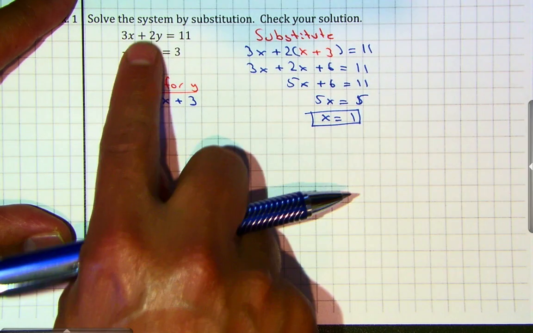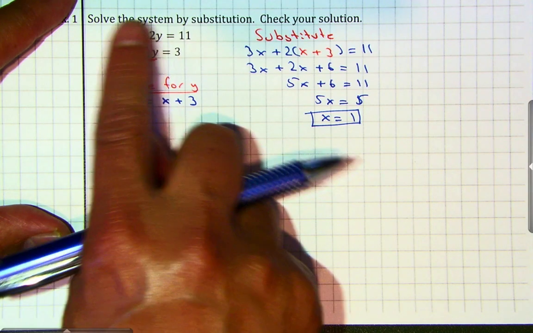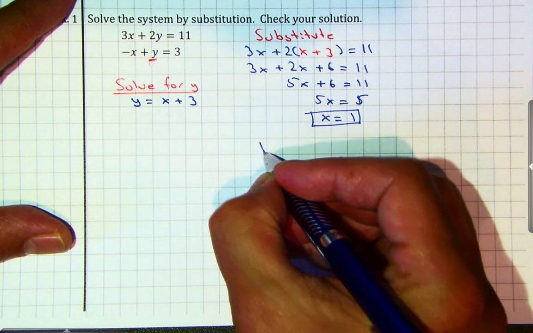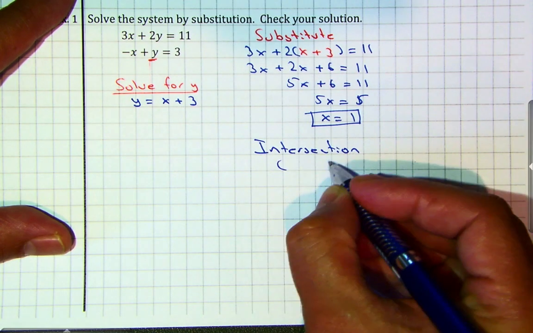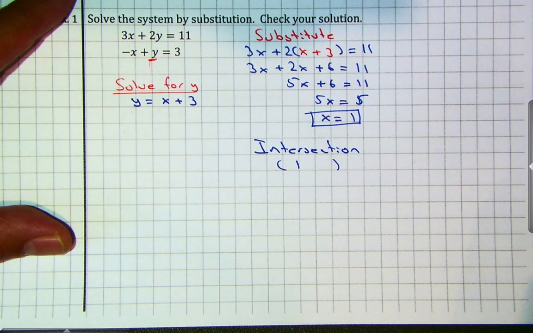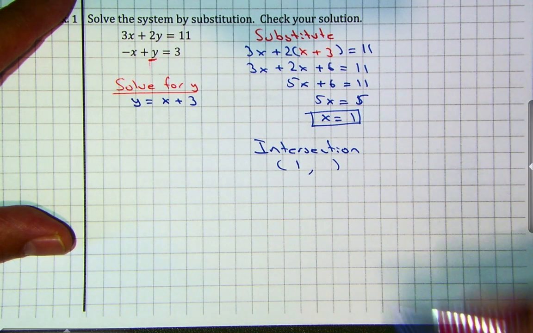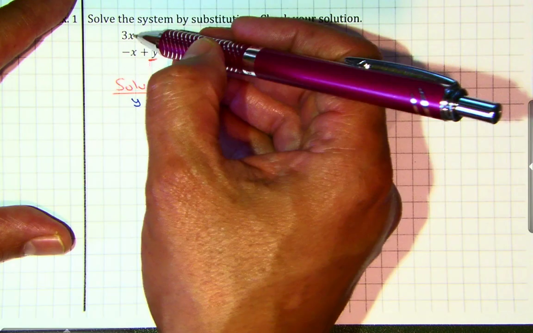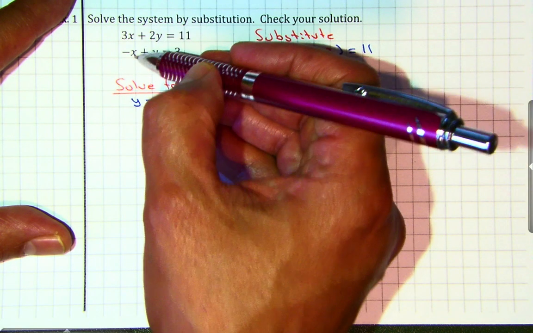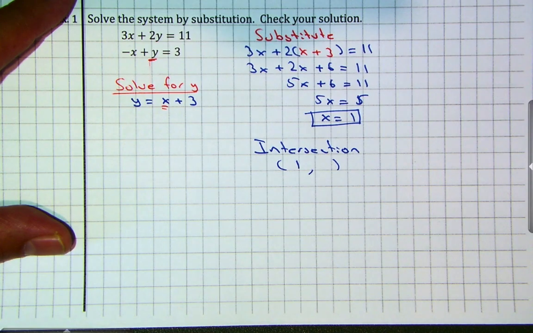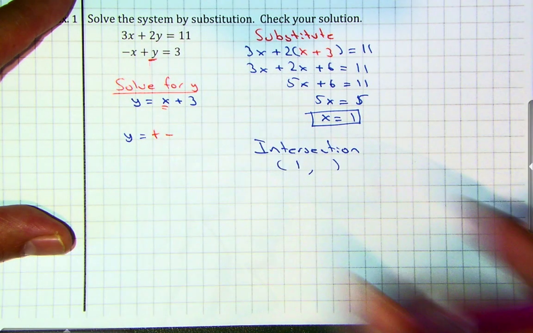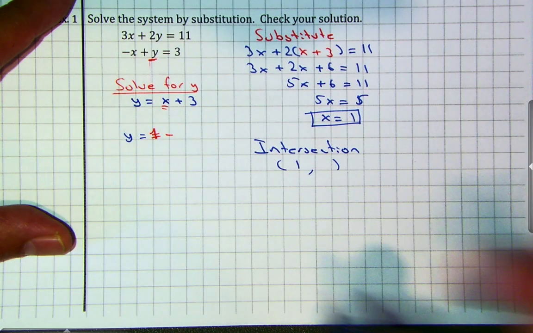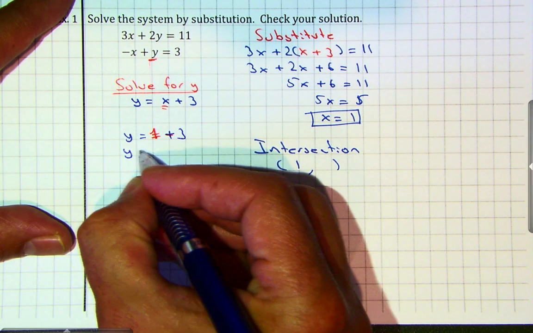Now remember that we have two lines, and your solution will be your intersection, which will represent a point. Your x value is 1, so now I need to find the y. To find the y, I can plug the 1 into this x, but it'll be easier to plug it into here, correct? That will give me y equals 1 plus 3, which will be 4.